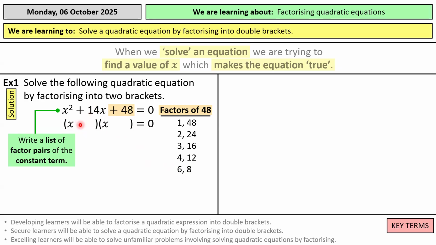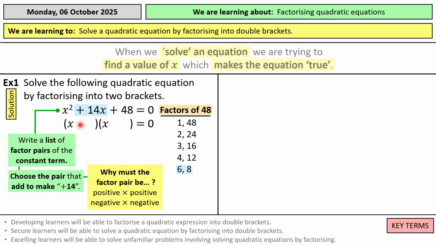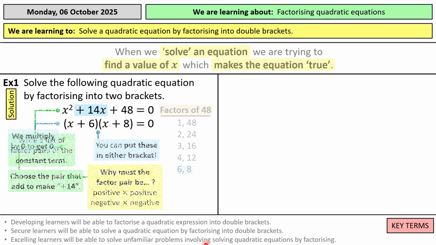So we will write here plus 6 here and plus 8 here. Choose the pair that adds to make 14. So that is 6 and 8. We can put these numbers in both brackets. Okay. Now how will we solve it?